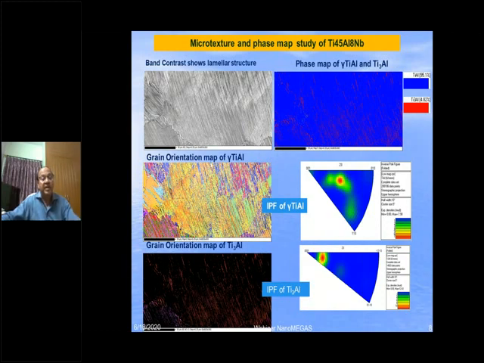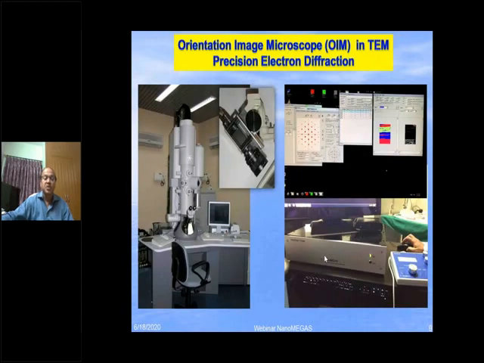You can also find out the grain orientation map. In this orientation, you can see the grain orientation map. You can do an IPF, that is inverse pole figure. You can find out Ti3Al, and this is for the gamma phase. You can find out the pole figure, and you can find out the texture, the local texture, the average texture. All those things you can find out in the machine.